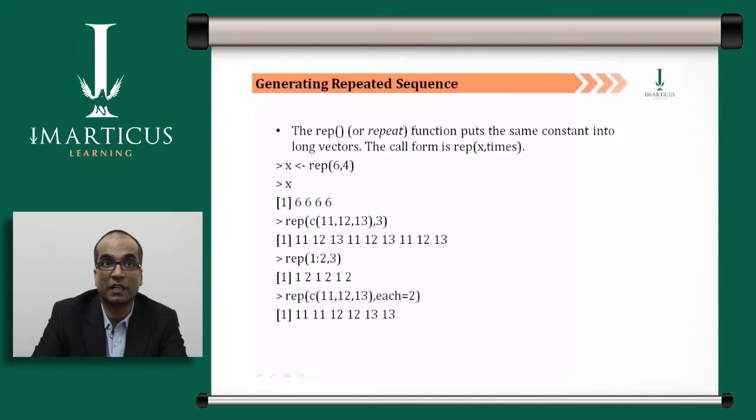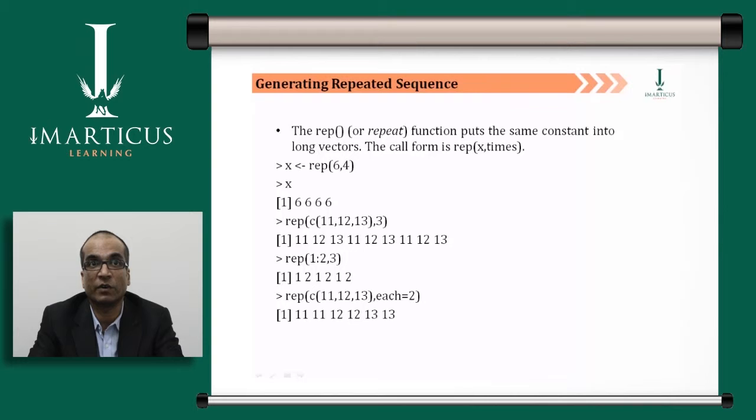So that's how it is coming: 11, 12, 13, 11, 12, 13, 11, 13. If you say rep 1, 2 three times, it will do 1, 2, 1, 2, 1, 2. That's how we'll see it. If instead of just passing the second parameter as a value, you say each equal to 2, it tells the algorithm to repeat each element 2 times and then create the next one. So that's what we see.